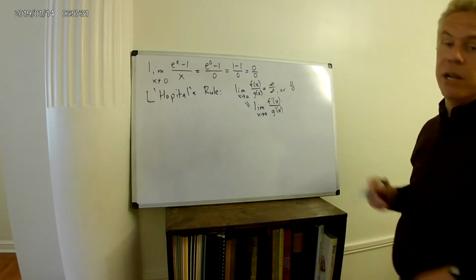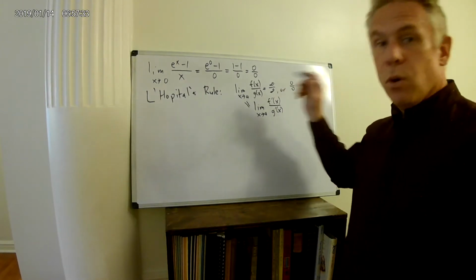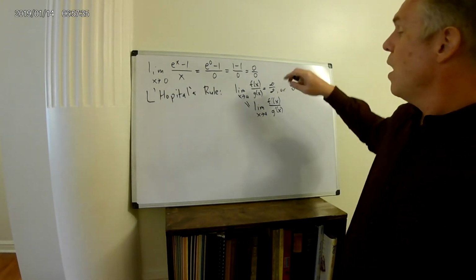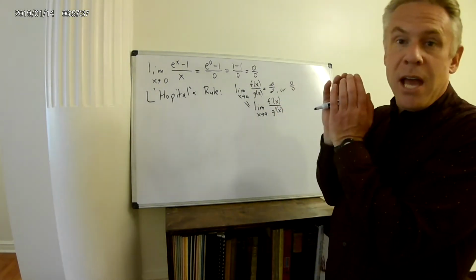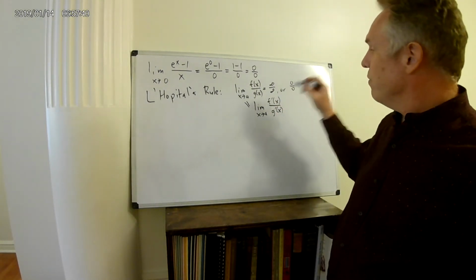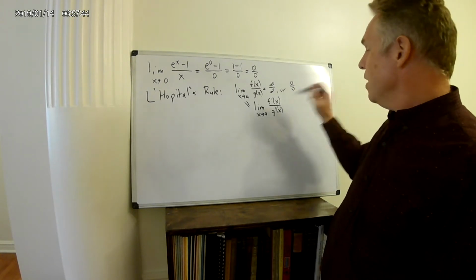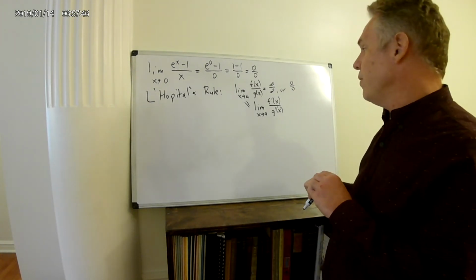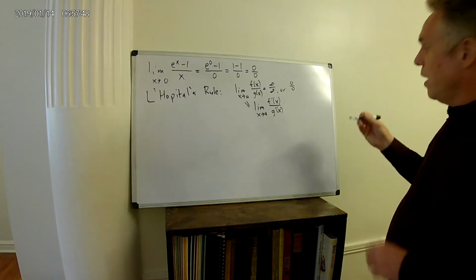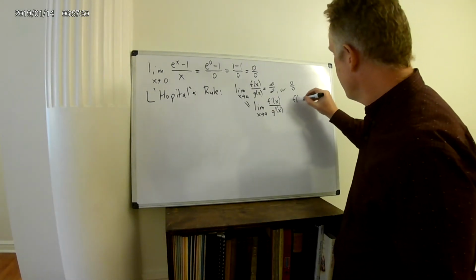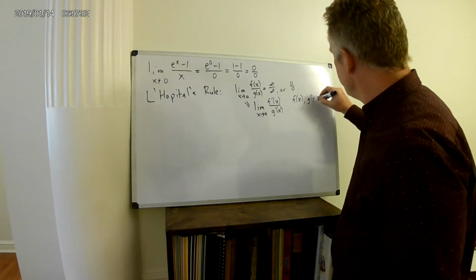Okay, one important note here, this is not a quotient rule, so we're not taking the derivative of f of x over g of x as one thing. We're taking the derivative of each of these separately. So we're taking the derivative of f of x, taking the derivative of g of x. Be careful about that. And the only other condition here is that f of x, g of x must be well behaved.